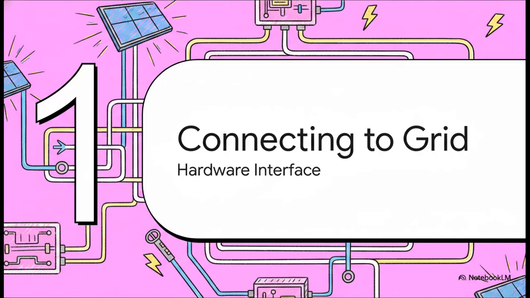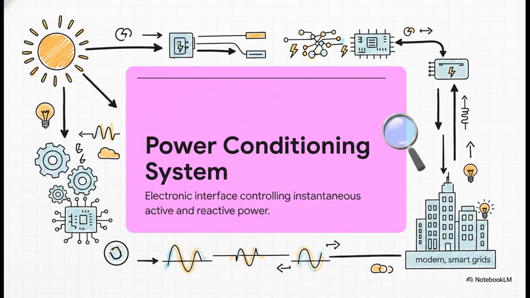All right, part 1, connecting solar to the grid. Let's talk about that hardware interface. So that middle section we just mapped out, engineers formally call that the power conditioning system, or PCS. You can think of the PCS as the literal brain of the entire operation. Its main gig is successfully controlling the active power flow that gets exchanged with the electric system.